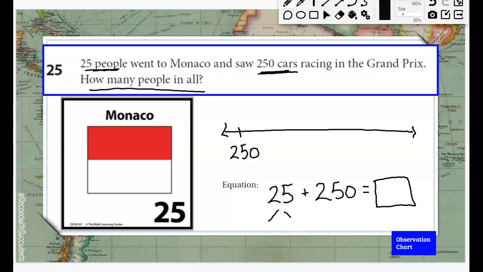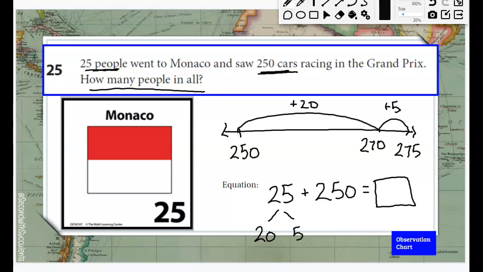Well, I know if I break 25 up, I have 20 and 5. I also know if I'm on 50 and I count by 20, I end up on 270. Then I'll add my 5 more to have 275. There are 275 people in all.